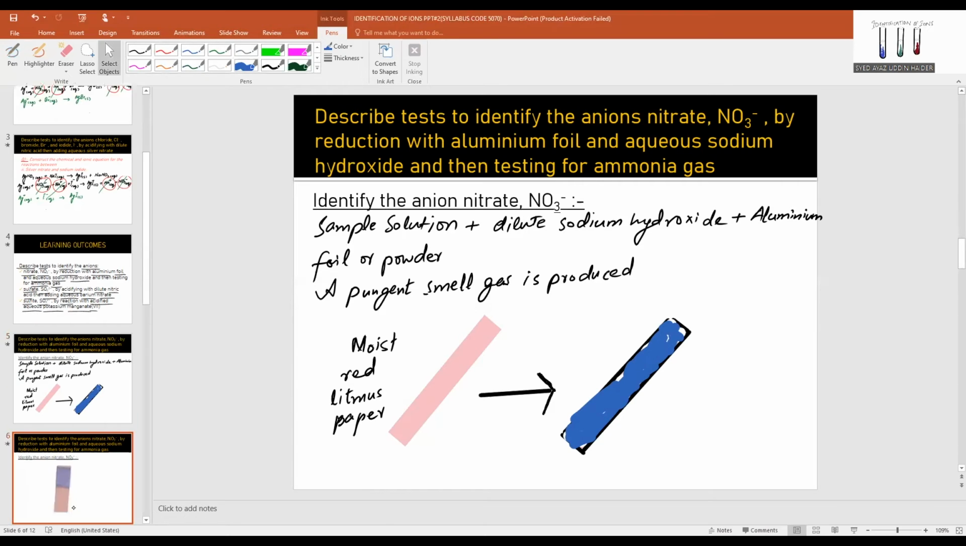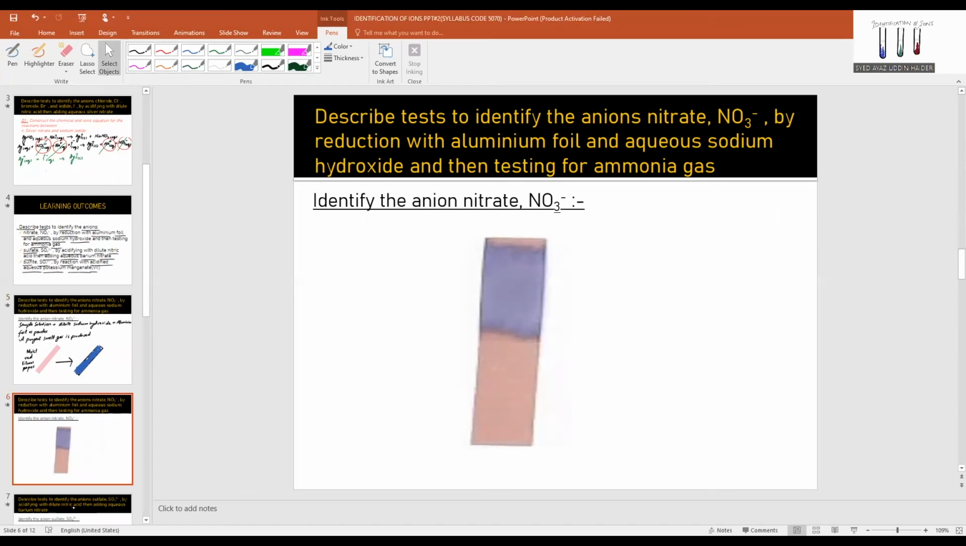Now, this slide shows the original change in color. You see the color change from pink or red to blue. This one is pink or red, and this will be blue. It's purplish, but we call it blue here.